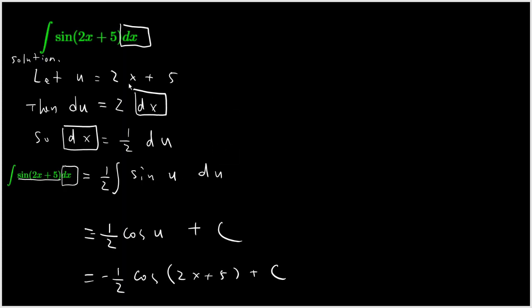You see the key is how to choose u. As long as you can choose u properly, all the steps are the same. Identify the box. Compute the differential, identify the box, solve for the box, and then rewrite the integral entirely in terms of u. Evaluate the integral of u, and then you return to x. That's everything.